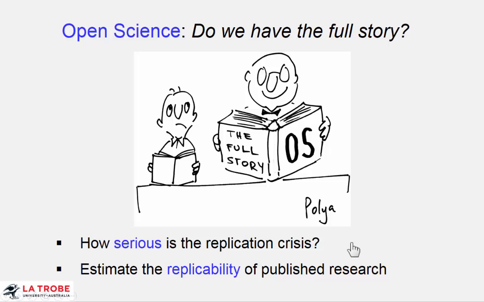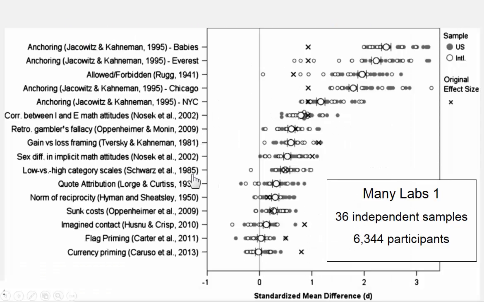Well, how serious is this really? We'd like to estimate the replicability of published research. And one of the first studies to do this seriously in psychology anyway was Many-Labs 1. Here we have the dozen or more findings that were replicated in this Many-Labs project. Some of these go back to 1930, 1940, 1950, and are very well established and well-known findings, all published in excellent journals. Then up to 36 independent labs around the world took part in this project.